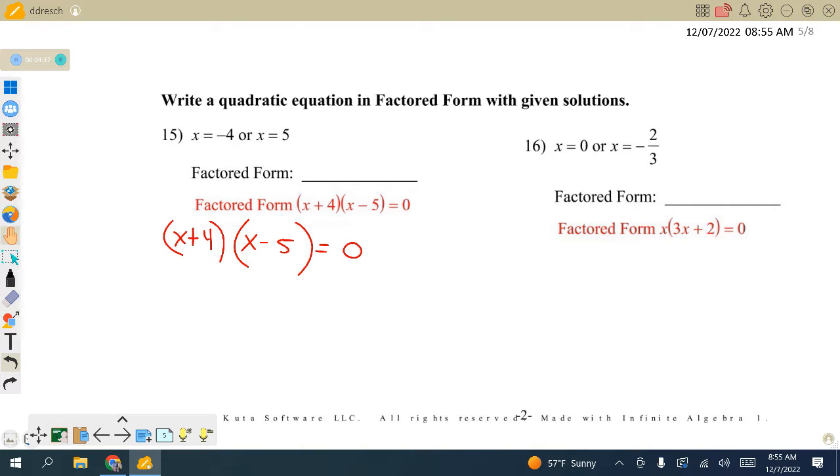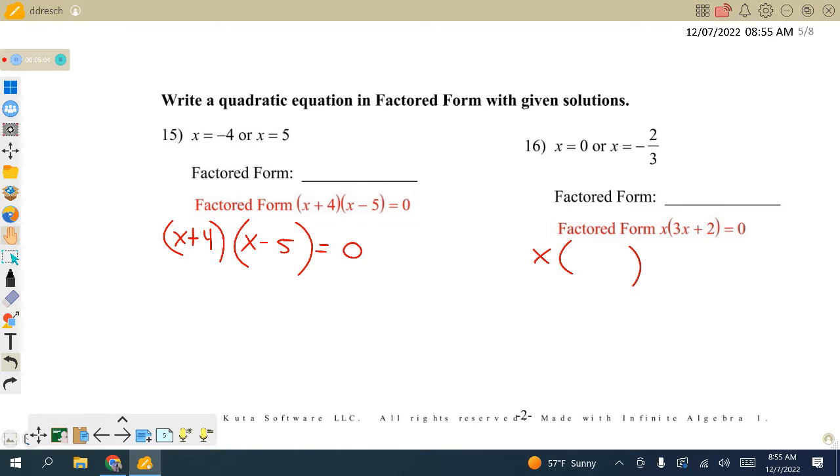Let's talk 16 while we're here, actually, because of that negative 2/3. Same idea. Okay, now the 0, we saw 0 up there at 10 and on number 8, I think. X equals 0 means it's just x. But now let's think about some of these other ones where I've gotten negative 2/3. We want to undo that. So if I get a negative 2/3, what did we have to do?